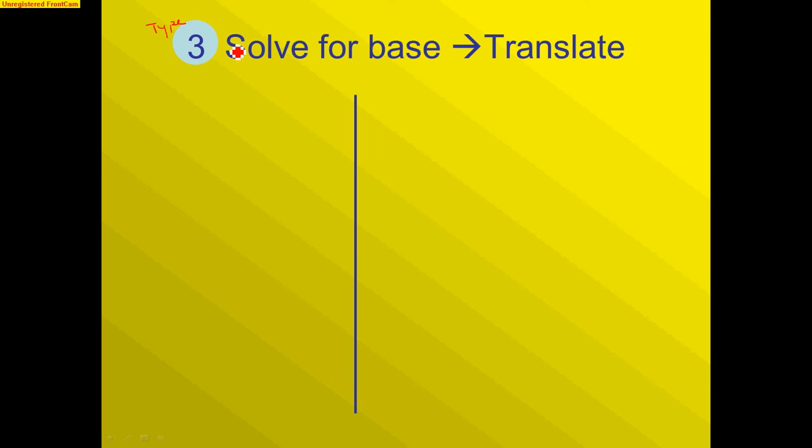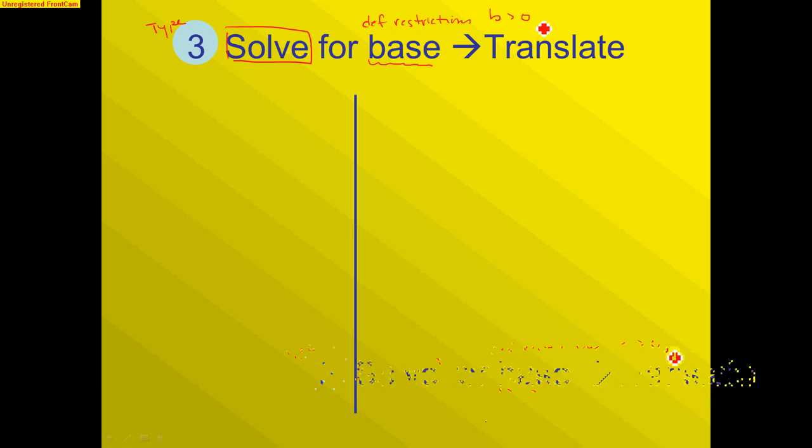You're still solving, which means you're going to have a variable to isolate, but this time you're solving for the base. Now remember, there were definition restrictions, right? Your definition restrictions on the base were that the base had to be greater than 0, and what else? Cannot equal 1. Step 1, just like it is with all of them, is to translate. Again, with the understanding that you may be able to just read it and answer.